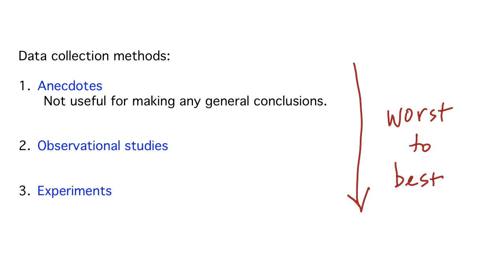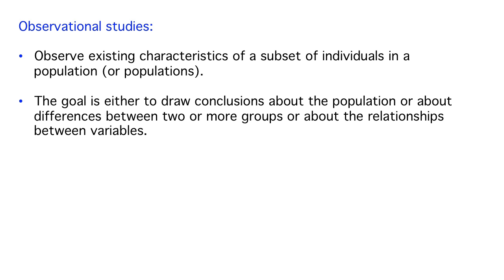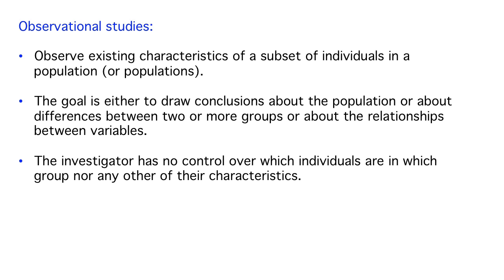We'll talk about experiments in more detail in another video and focus on observational studies for the rest of this one. In observational studies, as the name implies, the data are measurements of existing characteristics of a group or groups of individuals. The goal is typically to make conclusions about a population based on the sample of individuals we've observed, or to compare a measurement on individuals between different groups. Because existing characteristics are being observed, the investigator has no control over which group an individual belongs to.